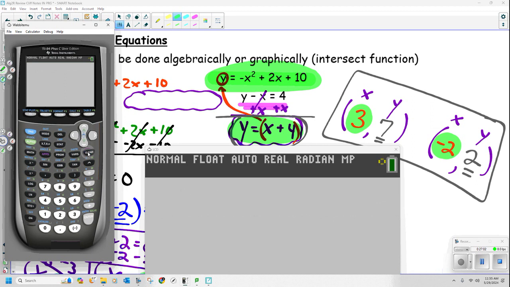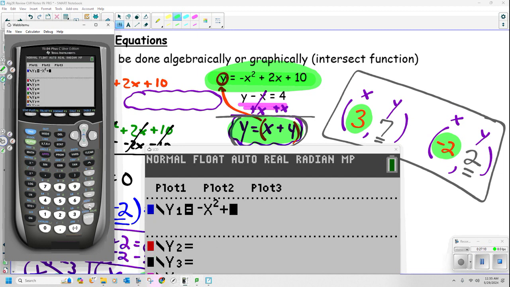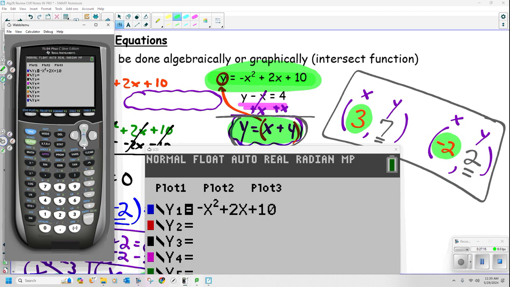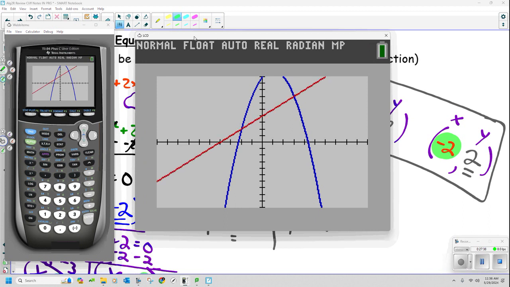So I'm going to turn my calculator on. Going to go to y equals. And the first equation is -x squared plus 2x plus 10. And the next equation is just x plus 4. They need to be y equals. And when I graph these, remember, we have two answers. It should be 3, 7, and -2, 2. So if I graph these, here comes the first one. It's a parabola that opens down. And here comes our x plus 4. Oh, look at you go. The little engine that could.